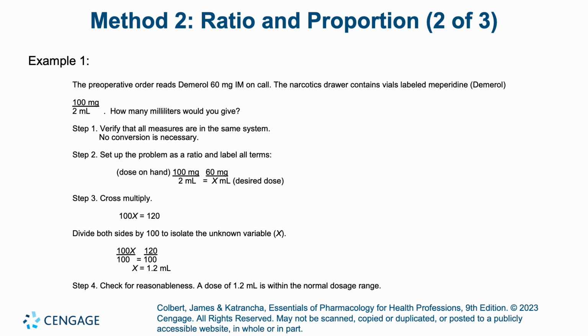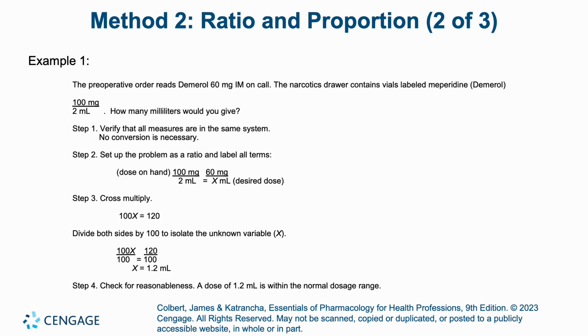100 milligrams over 2 mLs. How many mLs would you give? Step 1, same as in our other method, we need to verify that all measures are in the same system. In this case, milligrams is what we have ordered and milligrams is what we have on hand, so no conversion is necessary. Step 2, we need to set up the problem as a ratio and label all terms.